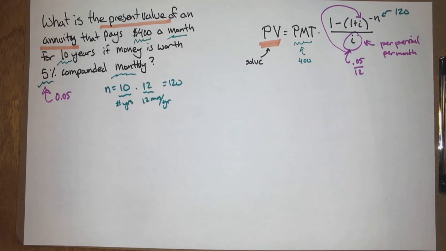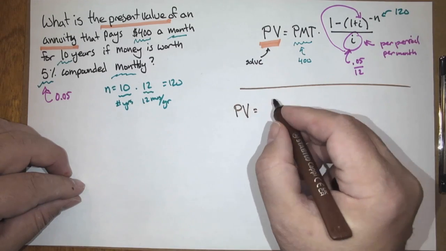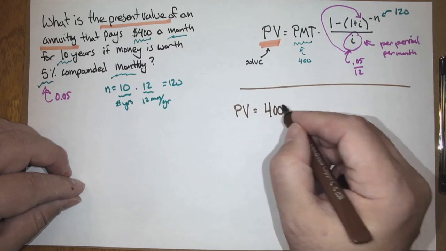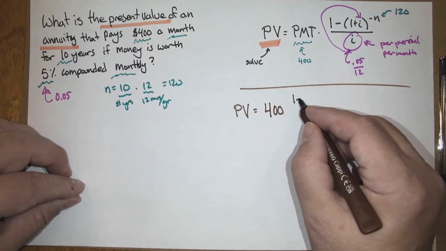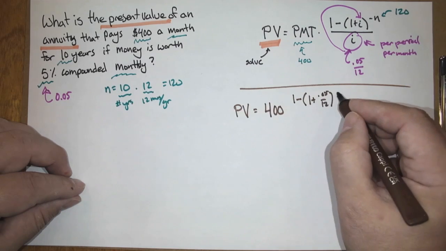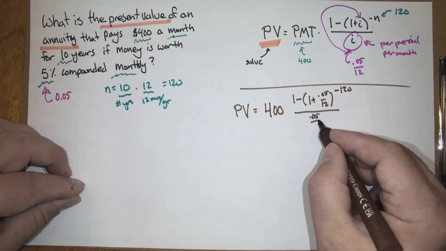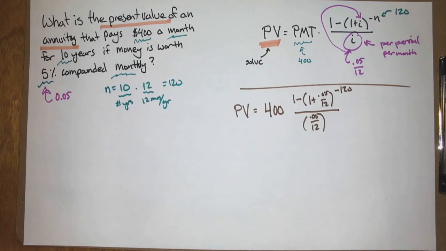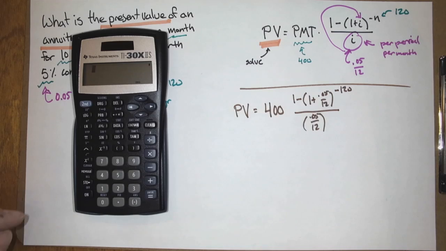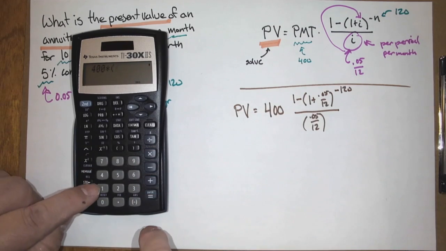And we say, okay, so now that we have our pieces in place, our present value, how much it's worth to us today, is 400 times 1 subtract 1 plus 0.05 over 12 to the negative 120, divide by 0.05 over 12. And then we'll need to get a calculator. So let's do that. We have a calculator here. So get used to typing things in. Know how to type your pieces in.